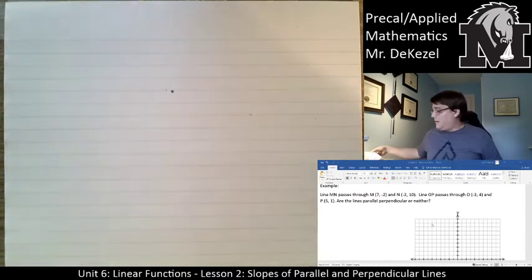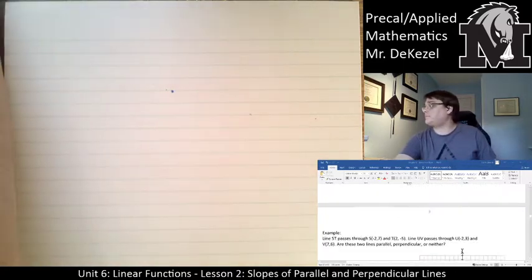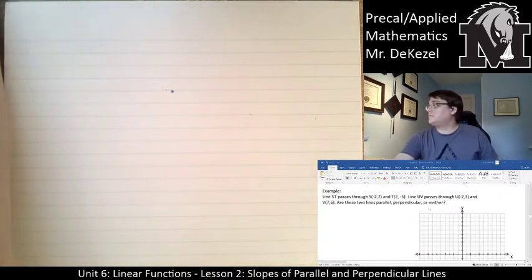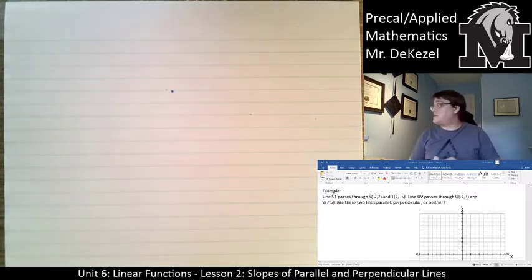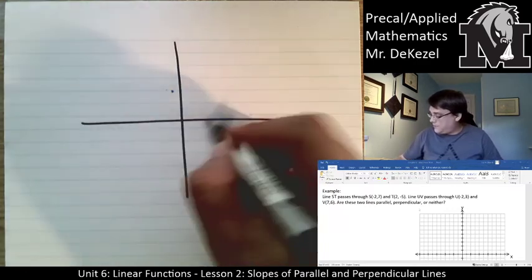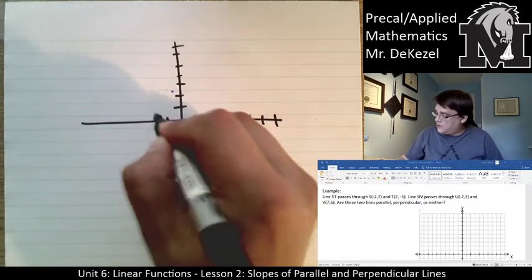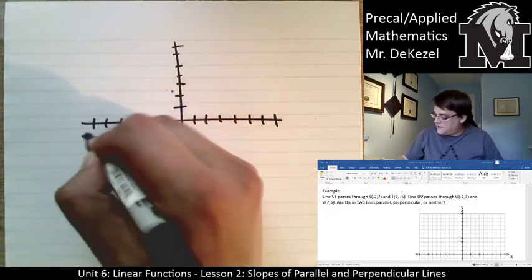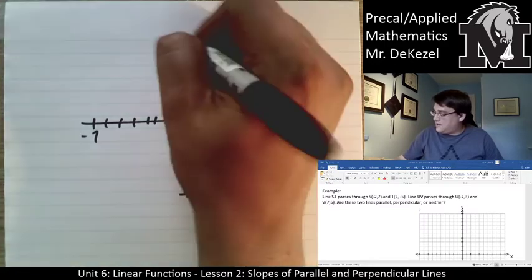Okay, let's move on to the next example. We've got a couple more. Let's do these rather quickly. So we have up to, looks like 7. So let's draw our grid. 1, 2, 3, 4, 5, 6, 7. 1, 2, 3, 4, 5, 6, 7. 1, 2, 3, 4, 5, 6, 7. That's negative 7. 1, 2, 3, 4, 5, 6, 7. Negative 7. 7 and 7.